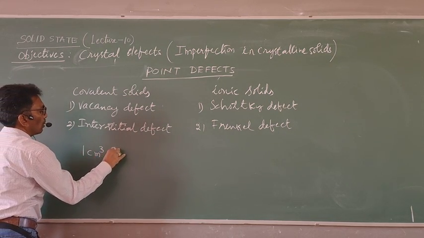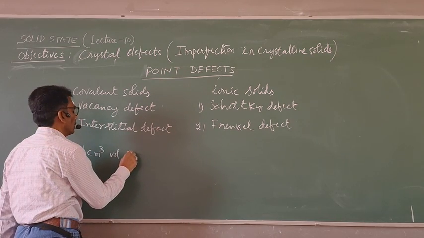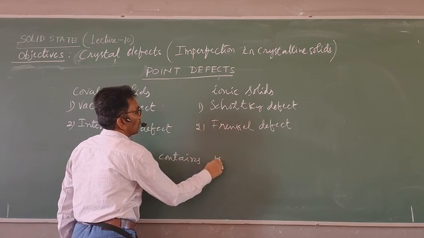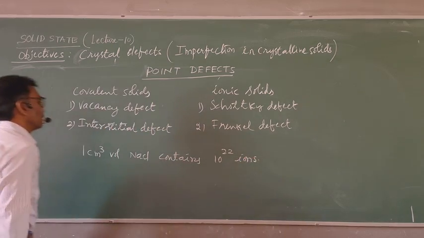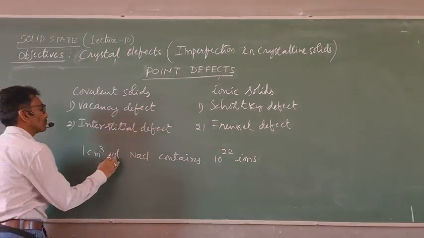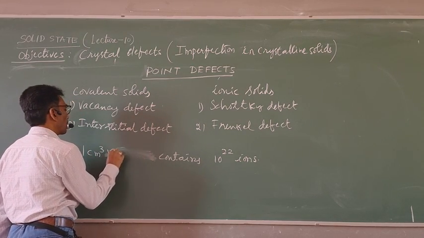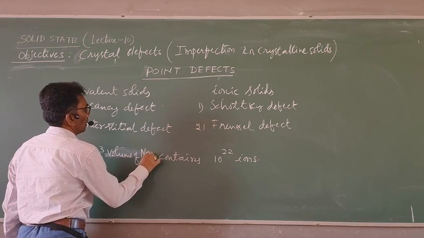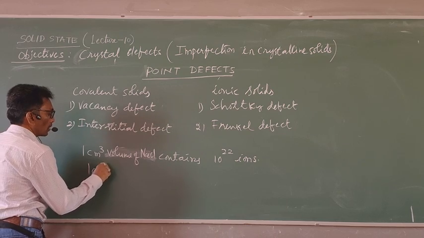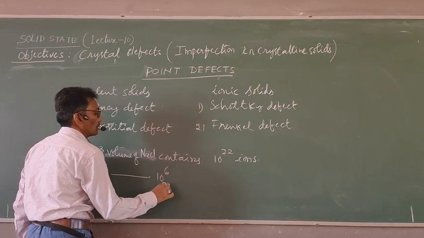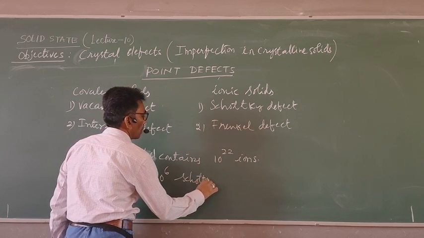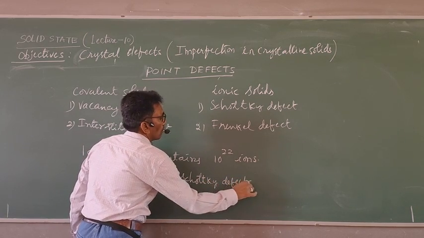A 1 centimeter cube volume of NaCl contains 10 to the power 22 ions. Then in 1 centimeter cube, 10 to the power 6 Schottky defects are observed.